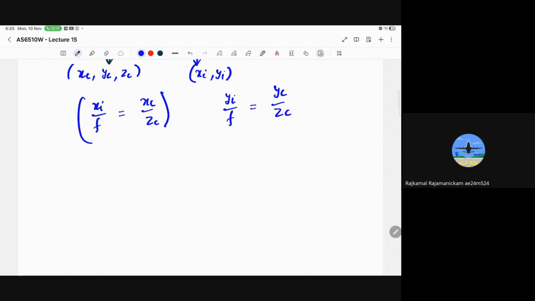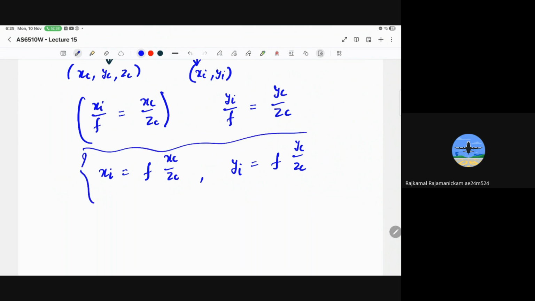So we can write the x coordinate in the image coordinate system or film coordinate system as XI equal to F into XC upon ZC, and the y coordinate of the point YI equal to F into YC upon ZC. Okay, so we have done this transformation, and these are the formulas which relate the XC, YC, ZC coordinates in the camera coordinate system to XI and YI.